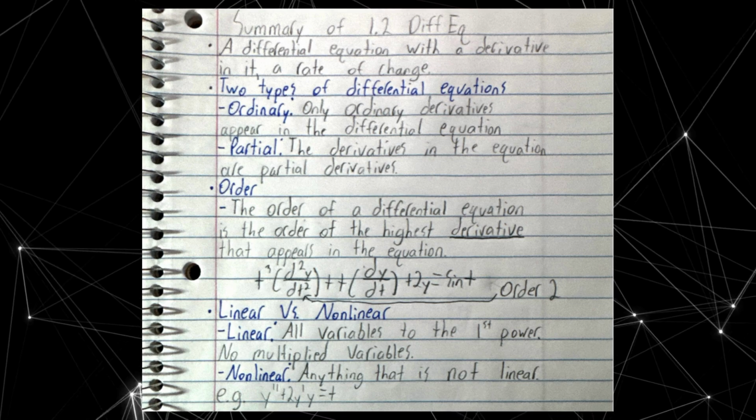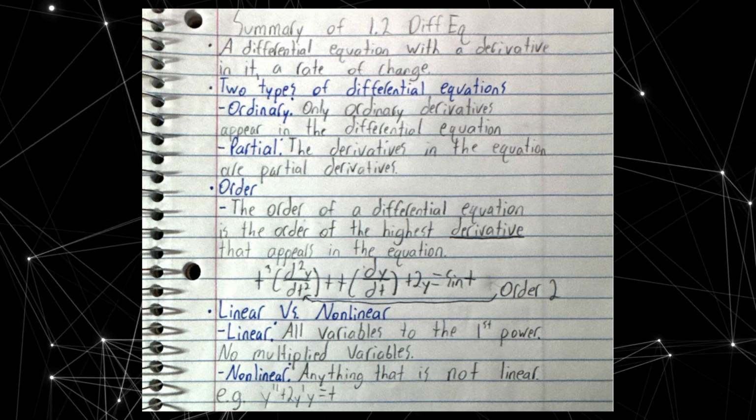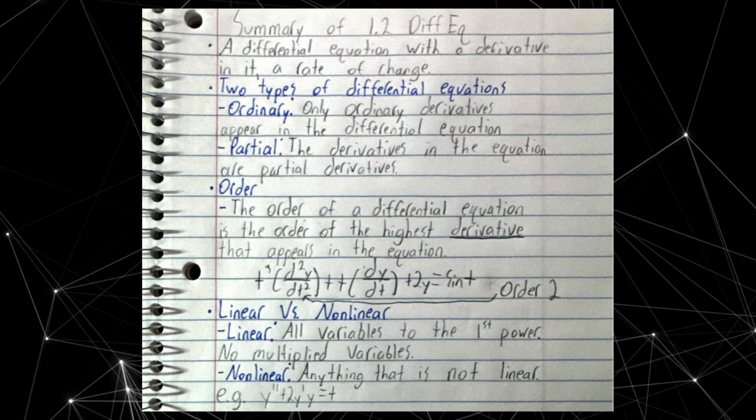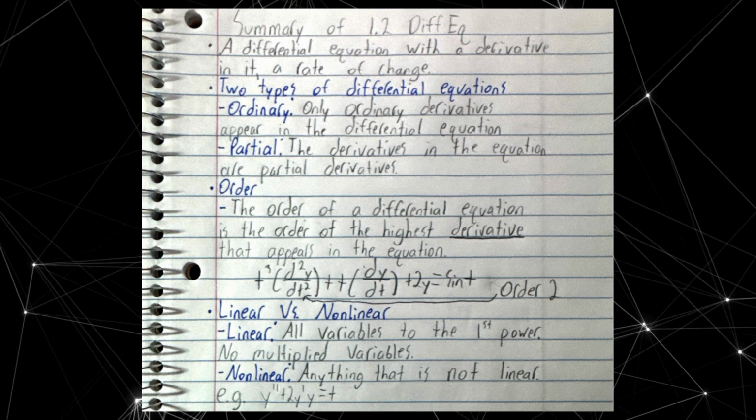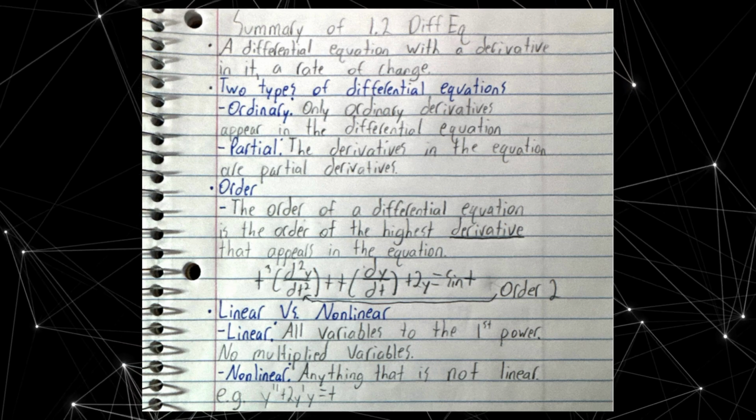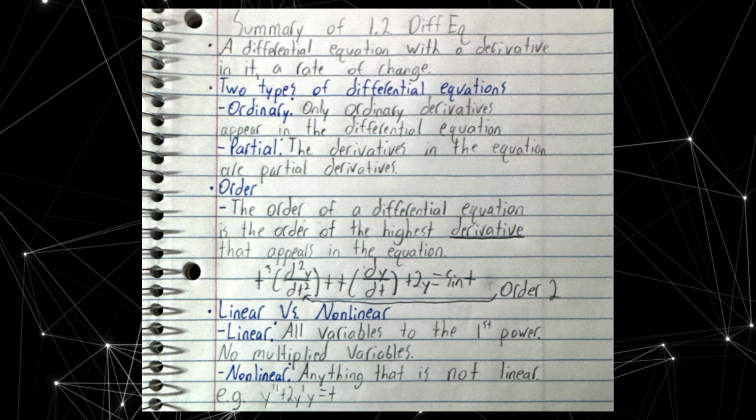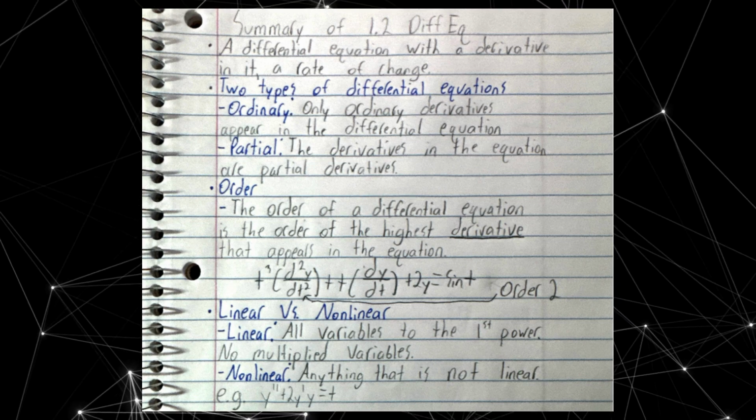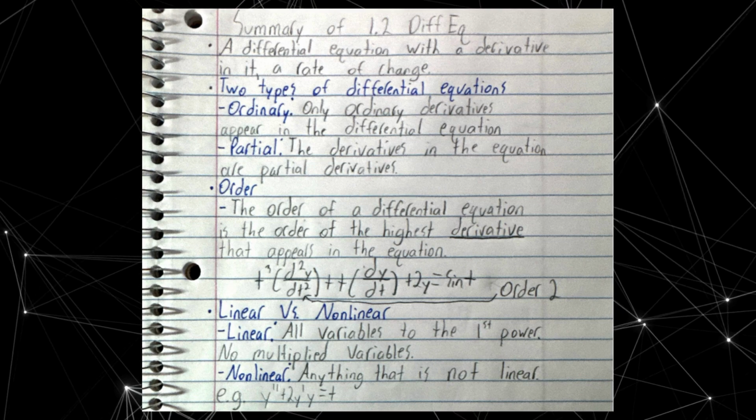Next is nonlinear. Nonlinear is pretty much anything that is just not linear. An example of this for a differential equation could be y double prime plus 2y prime times y equals t. This is nonlinear because the y prime is multiplied by y.